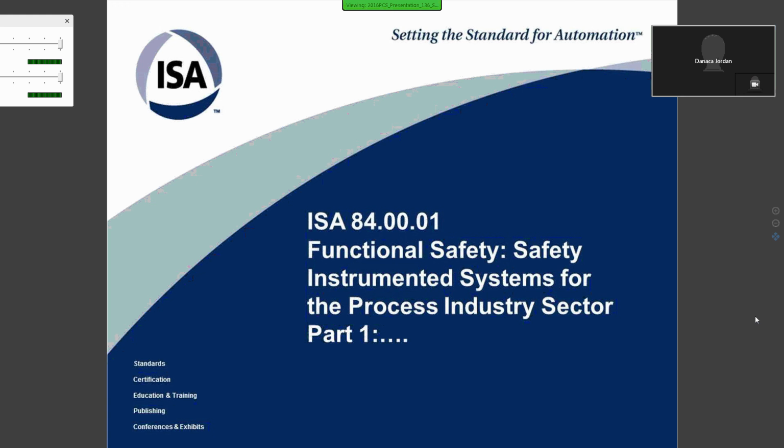Yep. So this was the ISA 84.00.01, initially developed in 1996 and then submitted to the IEC. And out of that developed IEC 61511, which was then adopted back. So we now have a global standard. IEC 61511 edition 2 was issued in 2016. And this year, the ISA 84 committee will be looking at adopting that edition 2 back into the U.S. as the U.S. national standard for safety instrumented systems.